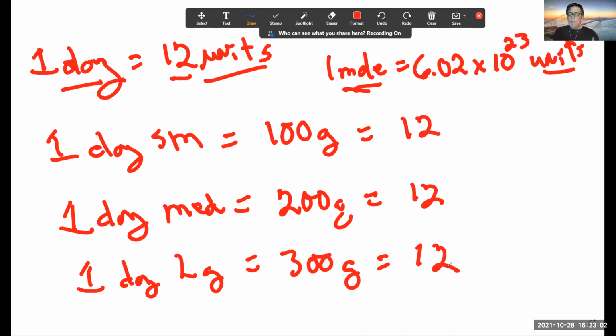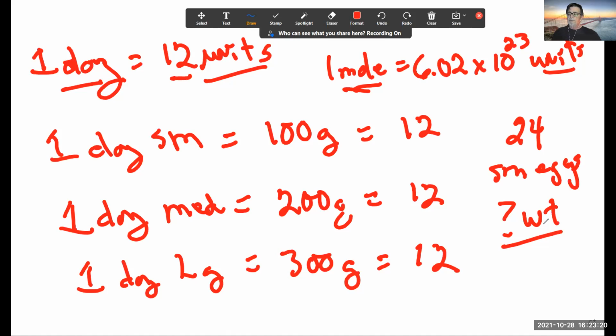Now, with this in mind, if I asked you, if I have 24 small eggs, how much is the weight for 24 small eggs? Could you calculate that given the information I gave you up there? What do you think?